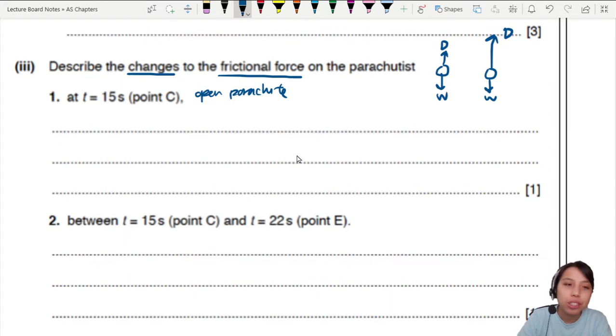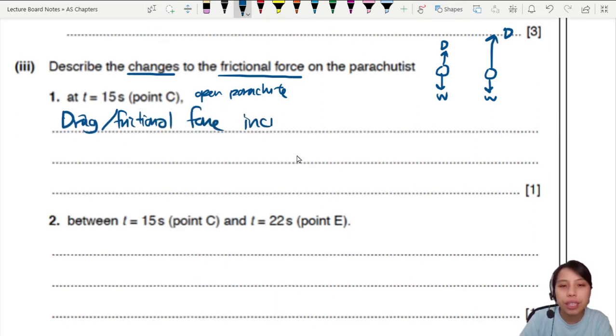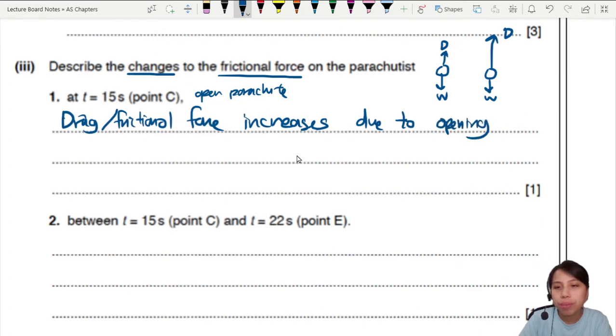So we say the drag, or if you want to use their language, frictional force, increases in that process. If you want to add a little bit more, explain, sure, why not? Due to opening of parachute. There we go. So that kind of tells around point C what happens. So this is going to be 1 mark if you talk about increases.